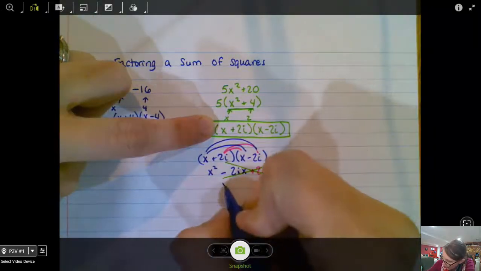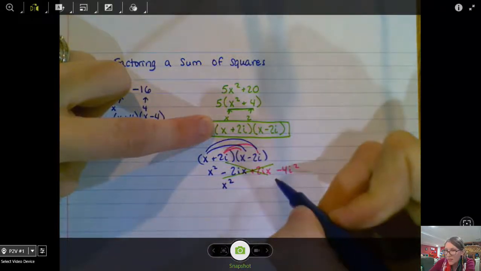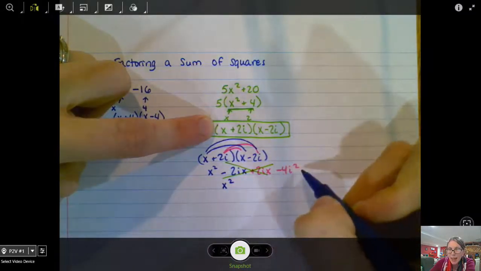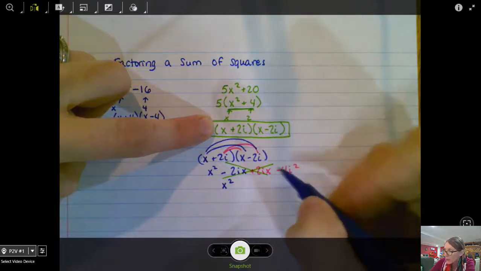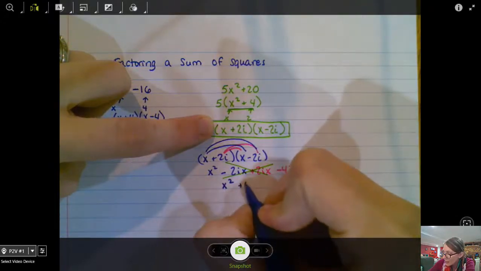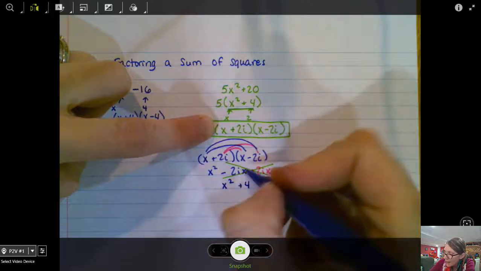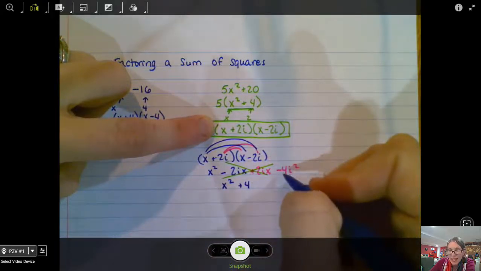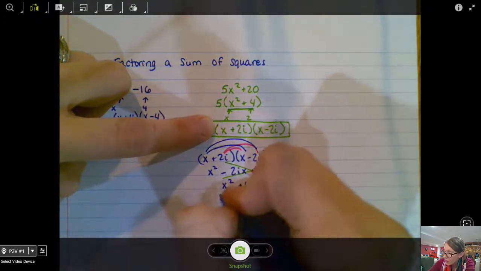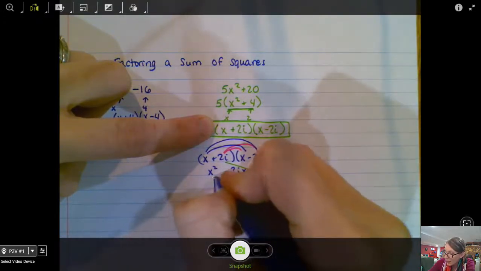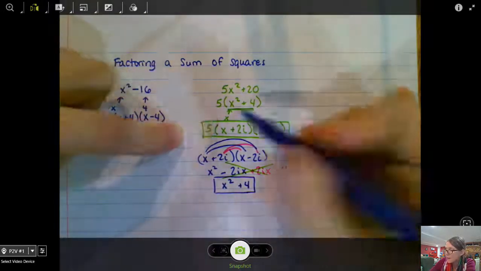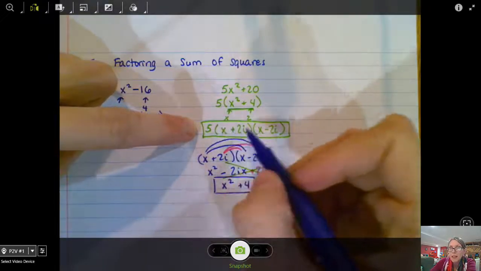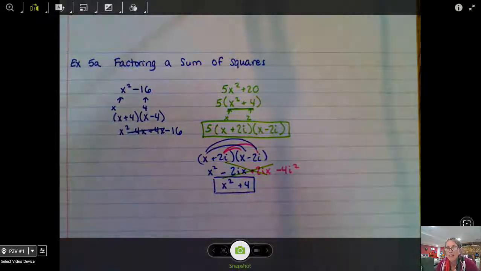I have my x squared, and then right here, negative 4 times i squared. Remember, i squared is negative 1. Negative 4 times negative 1 is positive 4. So having those i's makes it so I can take what would be a difference here, the negative 4, and multiply it by negative 1, so that it works. All right, so my final answer here would be 5 times x plus 2i times x minus 2i.